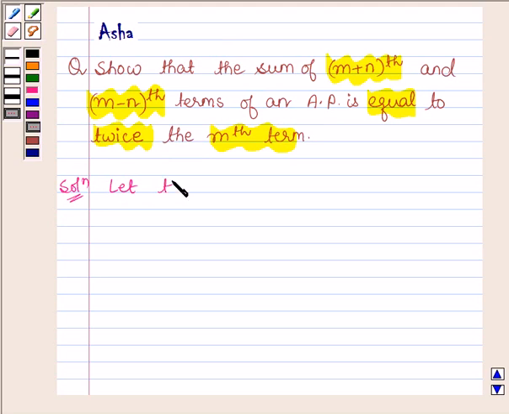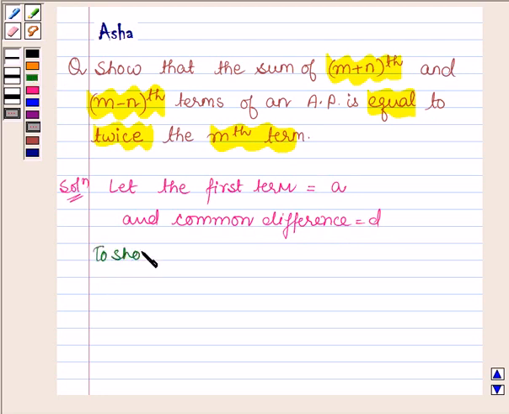Let the first term of an AP be a and the common difference be d. We have to show that the sum of the m plus nth term, a(m+n), plus the m minus nth term, a(m-n), is equal to twice the mth term, so 2 times a(m).